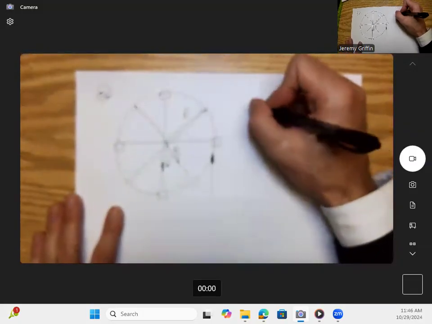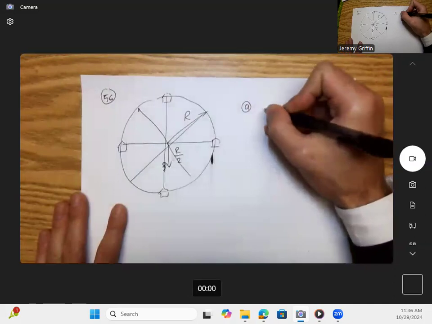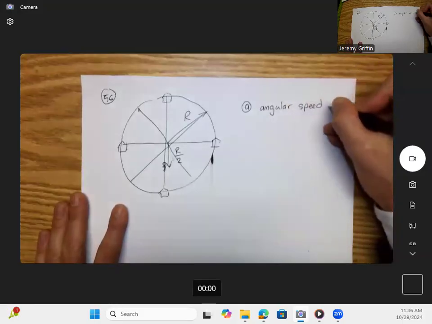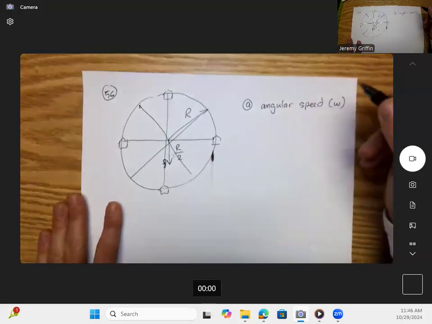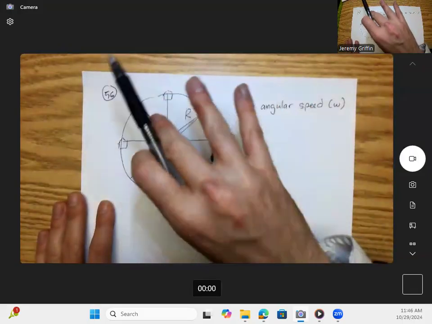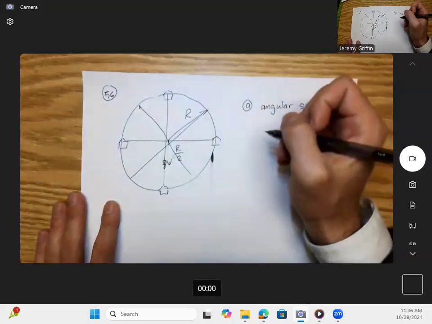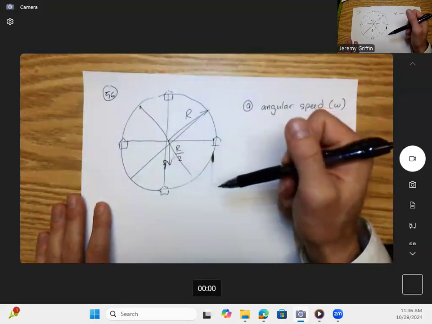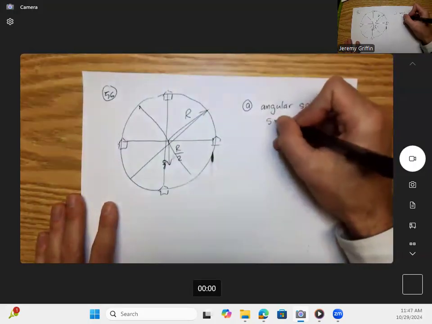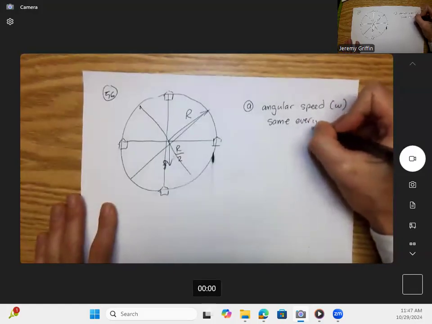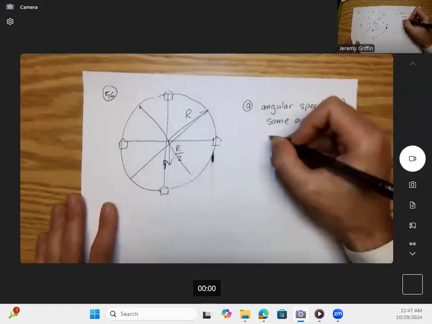I'll treat those two separate questions. So question A is angular speed. That's omega, right? Because if this whole Ferris wheel is turning all together, it's like one solid disk. Is that the same angular speed everywhere? Yeah, it's the same everywhere on the Ferris wheel.